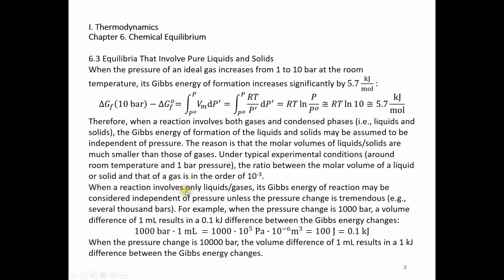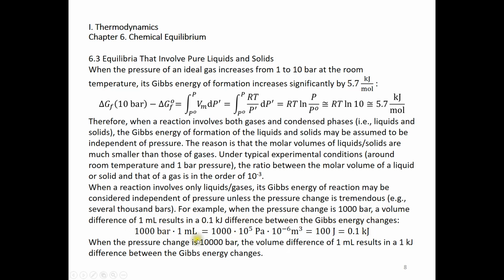When a reaction involves only liquids and solids, I'm sorry, over here there's a typo, we need to replace this with solids. The Gibbs energy of reaction may be considered independent of pressure unless the pressure change is tremendous, for example, several thousand bars. Over here, if the pressure change is 1000 bar, a volume difference of 1 milliliter results in only 0.1 kilojoule difference in the Gibbs energy change.